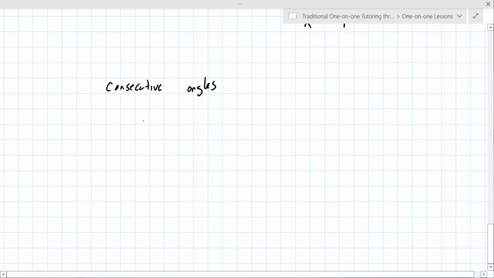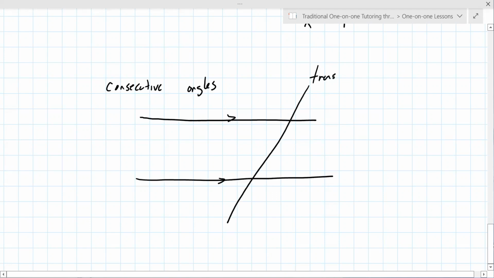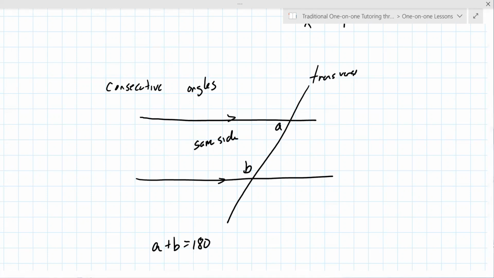So here's the scenario for consecutive angles. I give you two parallel lines. They're cut by a transversal. And then A and B have to be on the same side. These are same side, A and B, and they add up to 180. So yeah, it equals 180. Let me just look ahead here for a moment.